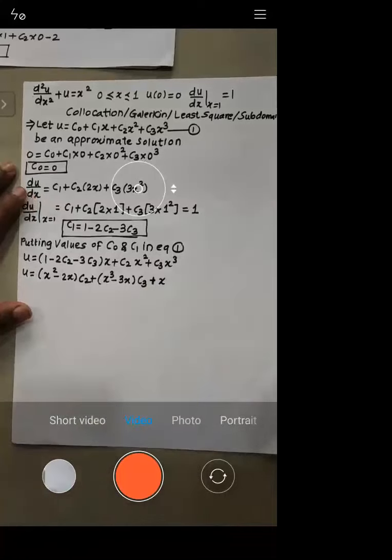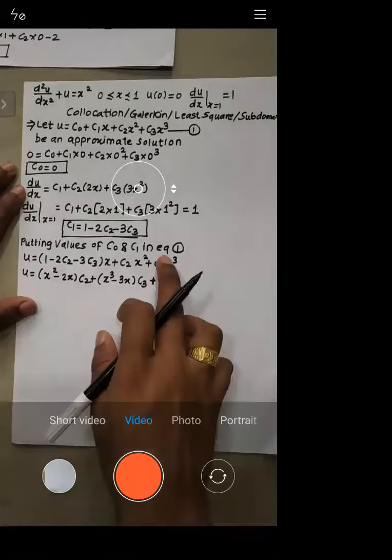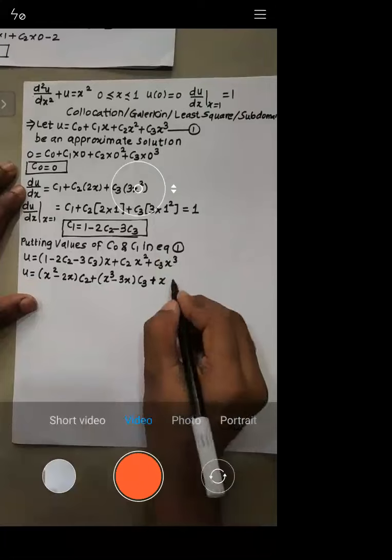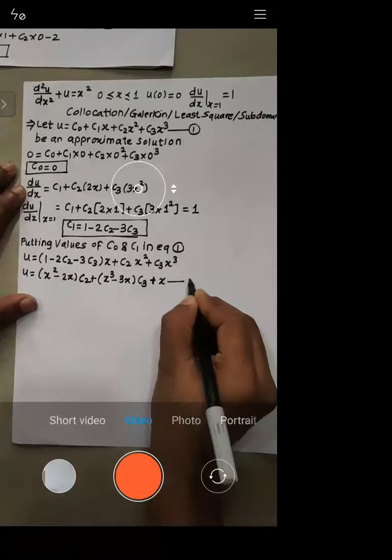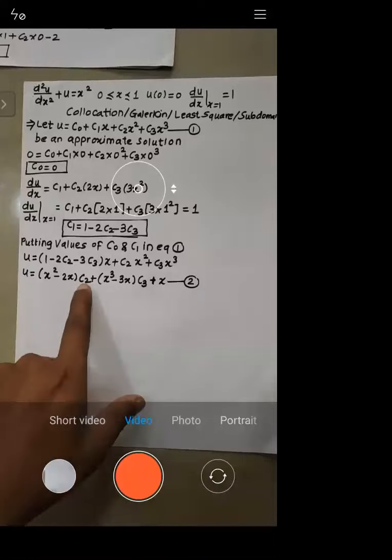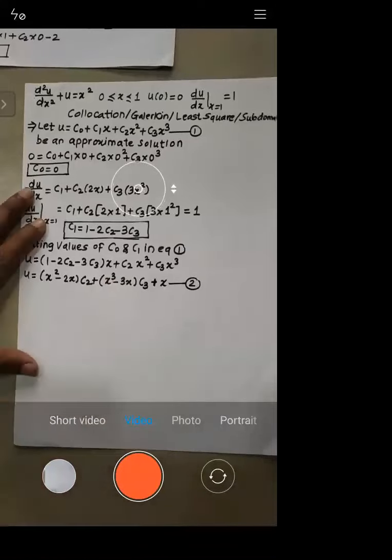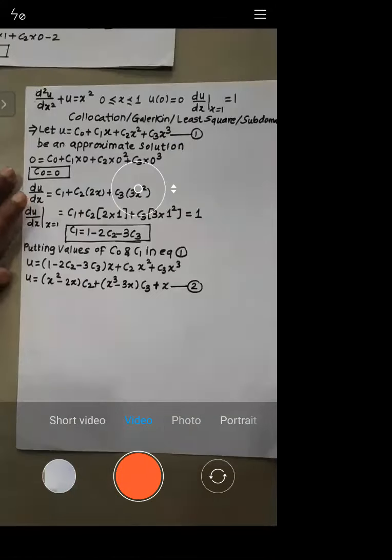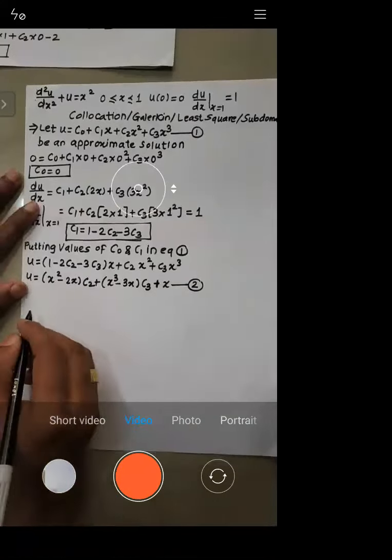Is it okay? Let me know whether these two equations are one and the same or not. I just rearranged in the form of C2 and C3. Now see, if you look at this equation, you require the double derivative of u, right?